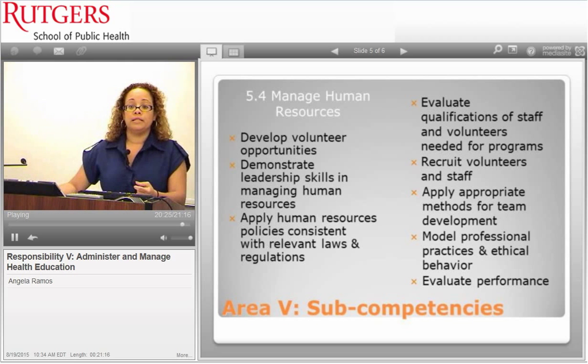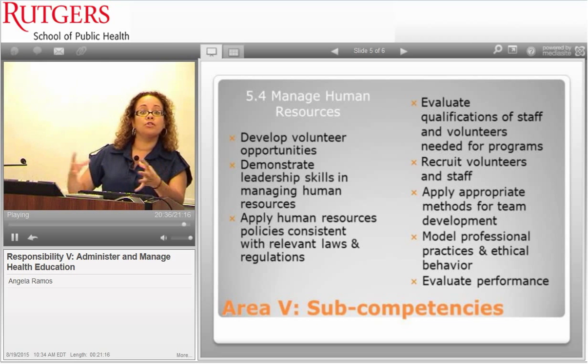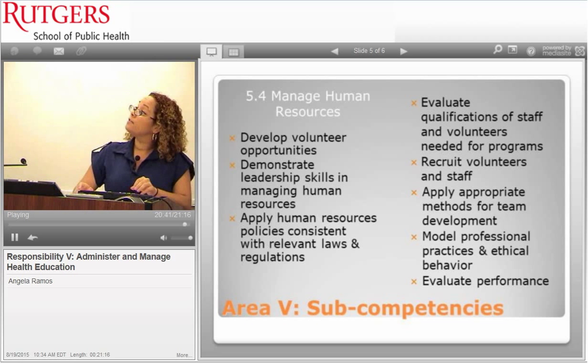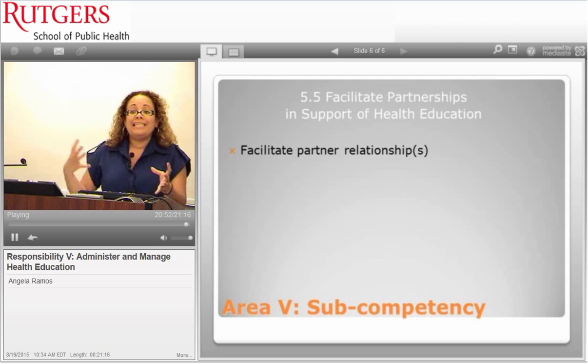You can have a person from a nonprofit working with a person from a for-profit organization, but we all have the same goal in mind, so we're all going to collaborate. Then we have here to facilitate partnerships and support of health education. Here again, everything is about partnerships. You want to gain all the acceptance that you possibly can. You want more friends to be able to expand your program.